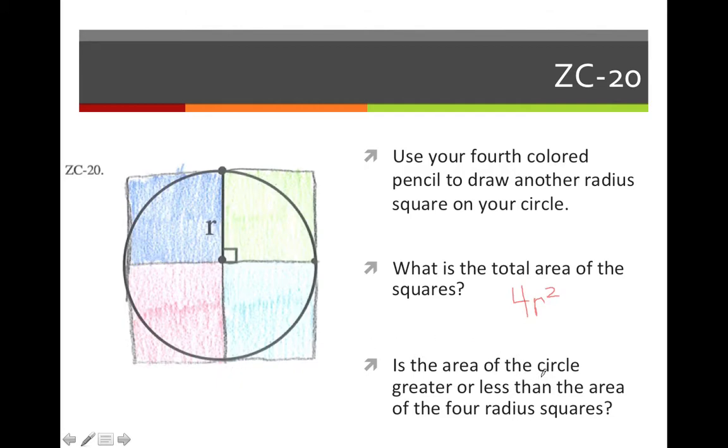You should have said less than, since the whole circle fits inside the squares. There's extra space on the sides here, so the circle has to have an area less than 4 radius squared.